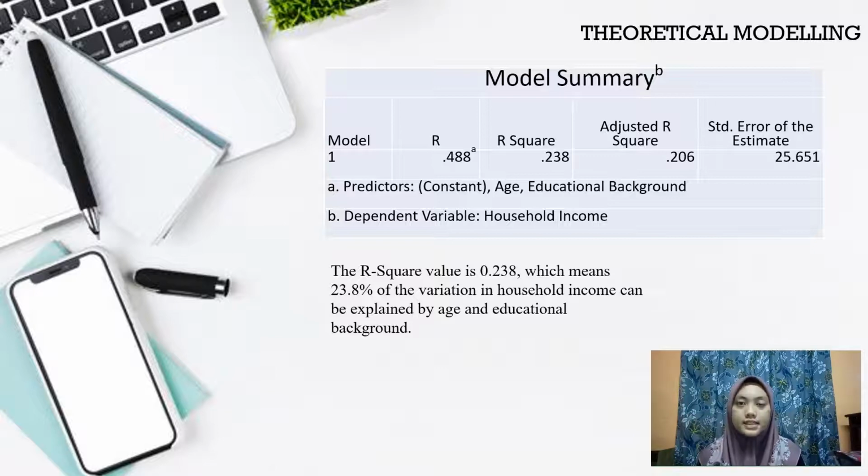I will continue this presentation about my topic, which is theoretical modeling. First is model summary. From the SPSS, I can see that the R-square value is 0.238, which means 23.8% of the variation in household income can be explained by age and educational background.